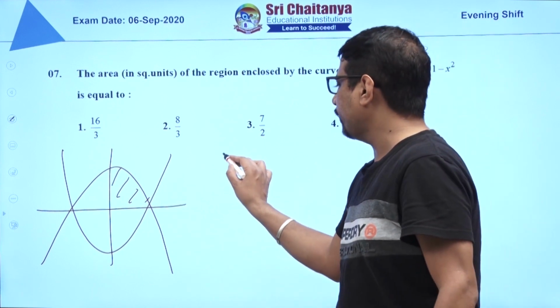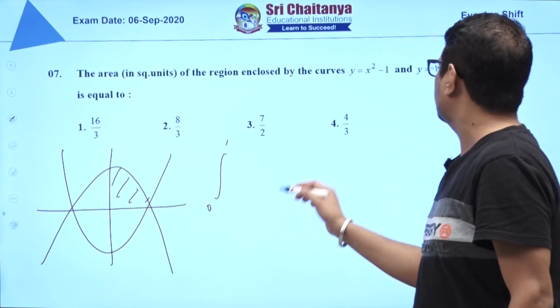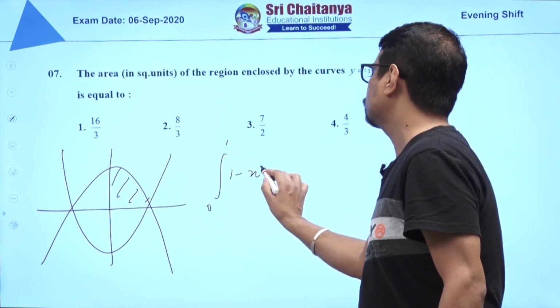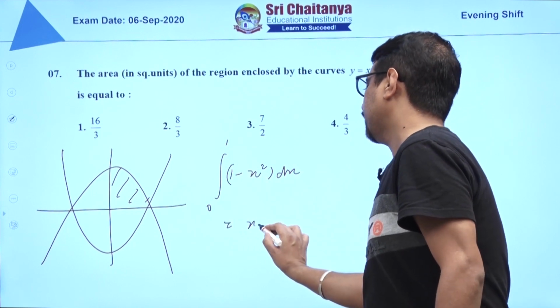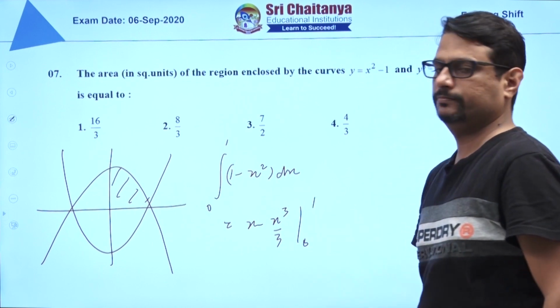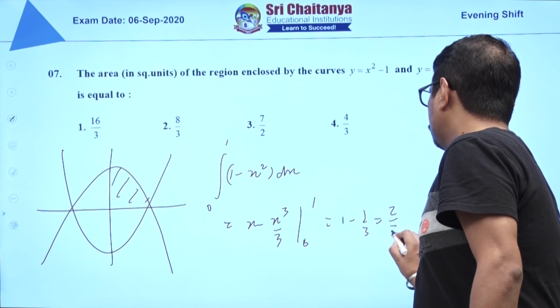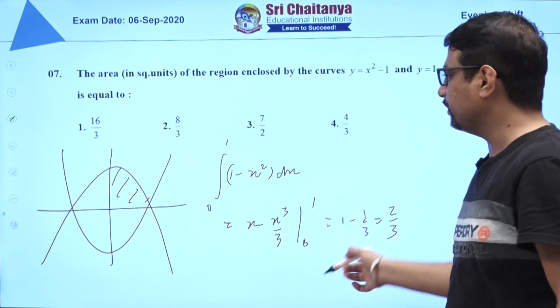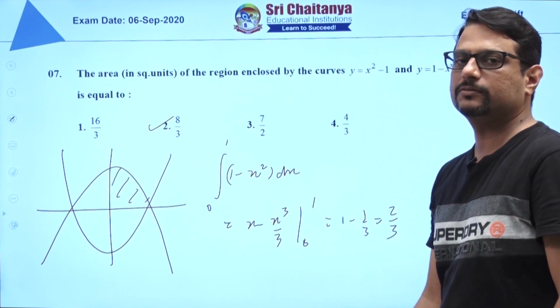So this area, how will you find? You will simply write 0 to 1 integral of this curve. What is this curve? This curve is 1 minus x square dx. So this is what? X minus x cube by 3, 0 to 1. So 1 minus 1 by 3, which is 2 by 3. Don't forget to multiply it by 4. 2 by 3 multiplied by 4 will give you 8 by 3. So 8 by 3 will be your answer.